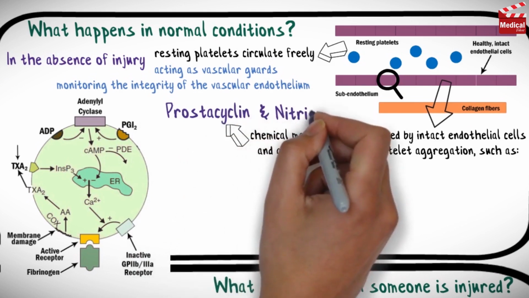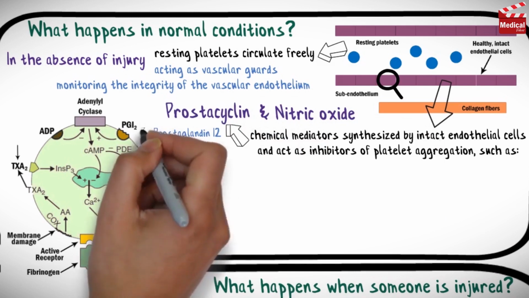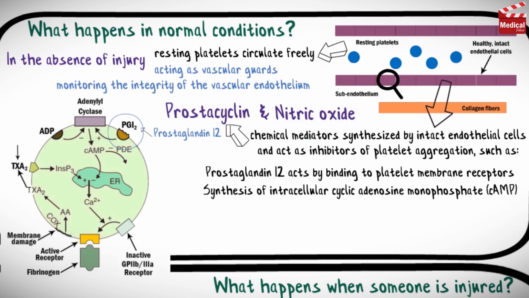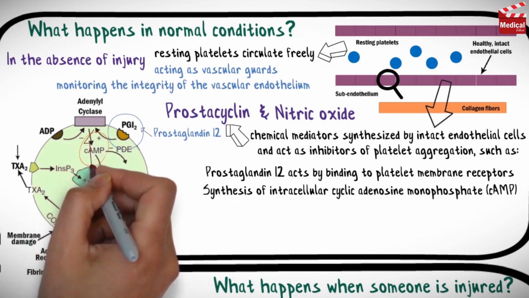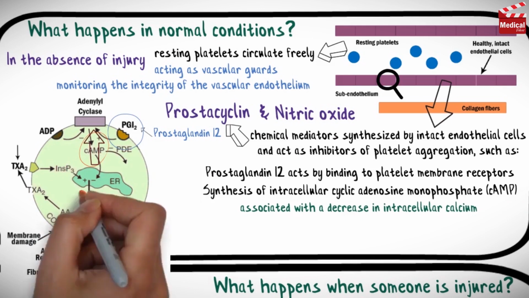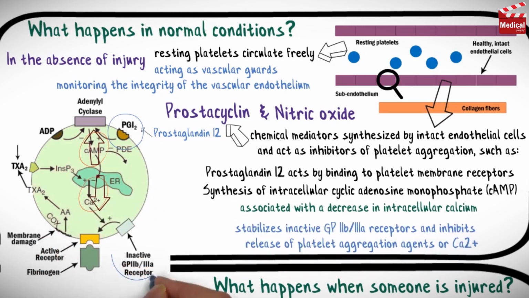and nitric oxide. Prostacyclin, known as prostaglandin I2, acts by binding to platelet membrane receptors that are responsible for the synthesis of intracellular cyclic adenosine monophosphate, cAMP. This elevation in intracellular cAMP is associated with a decrease in intracellular calcium, and this stabilizes inactive glycoprotein 2b3a receptors, and inhibits release of platelet aggregation agents or calcium.